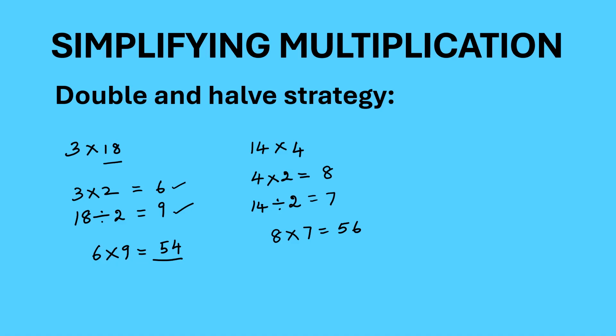Let's try one more. Let's say you want to do 5 times 16. Here again, you multiply the smaller number by 2 and divide the larger number by 2. 5 times 2 gives you 10. And 16 divided by 2 gives you 8. So your problem becomes 10 times 8, which is 80.